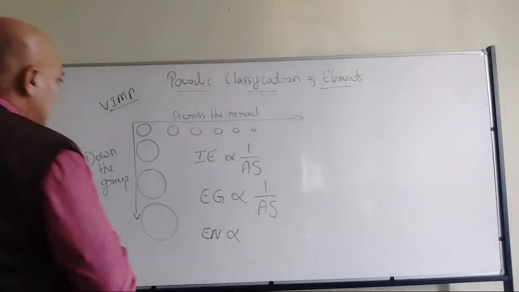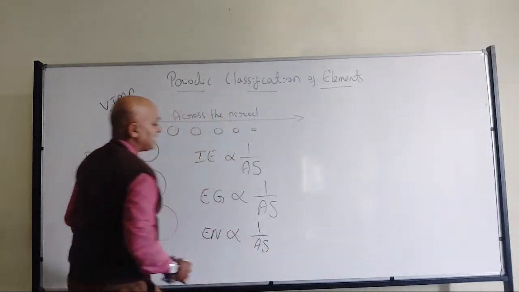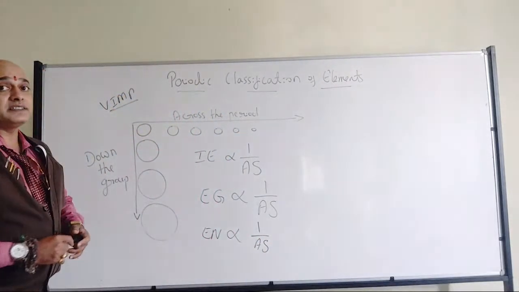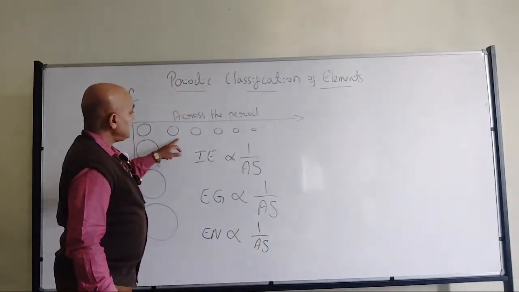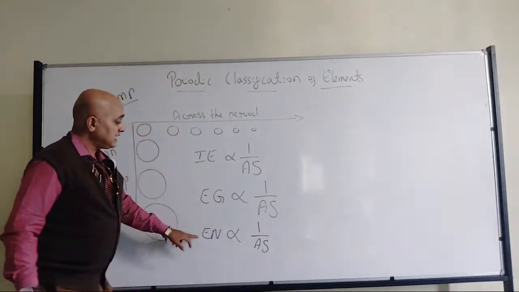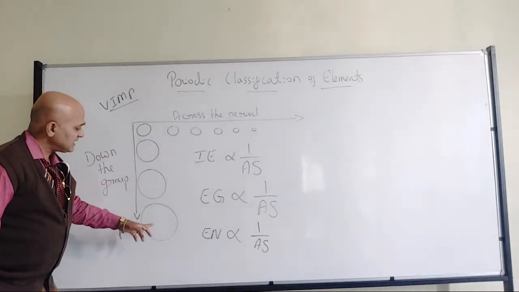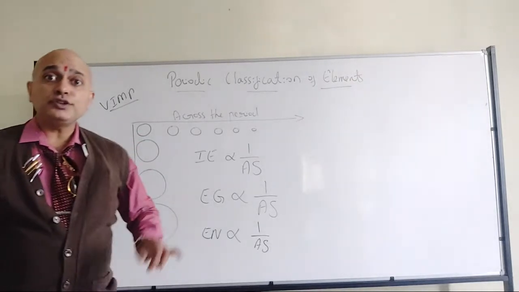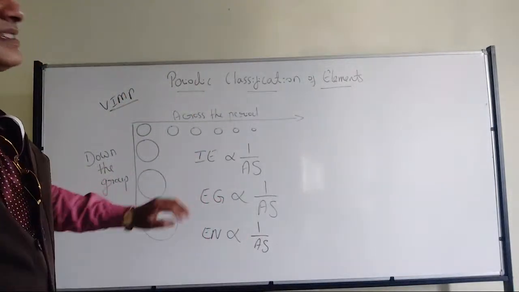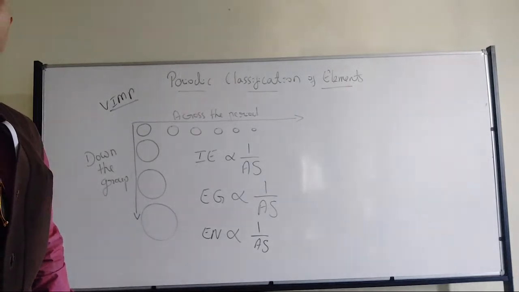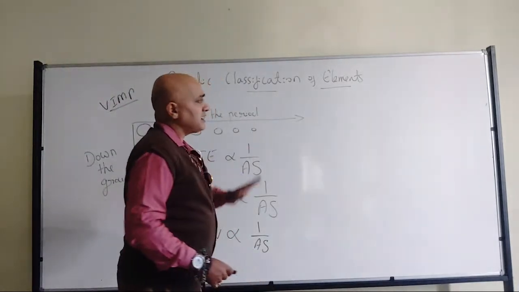Yes, very good. They are also inversely related. So EN is proportional to 1 by atomic size. The reason is that as the atomic size decreases, electronegativity is going to increase. As the atomic size increases, electronegativity is going to decrease. All of you are right. They are also inversely related. So therefore, all the three together, I will write it here.